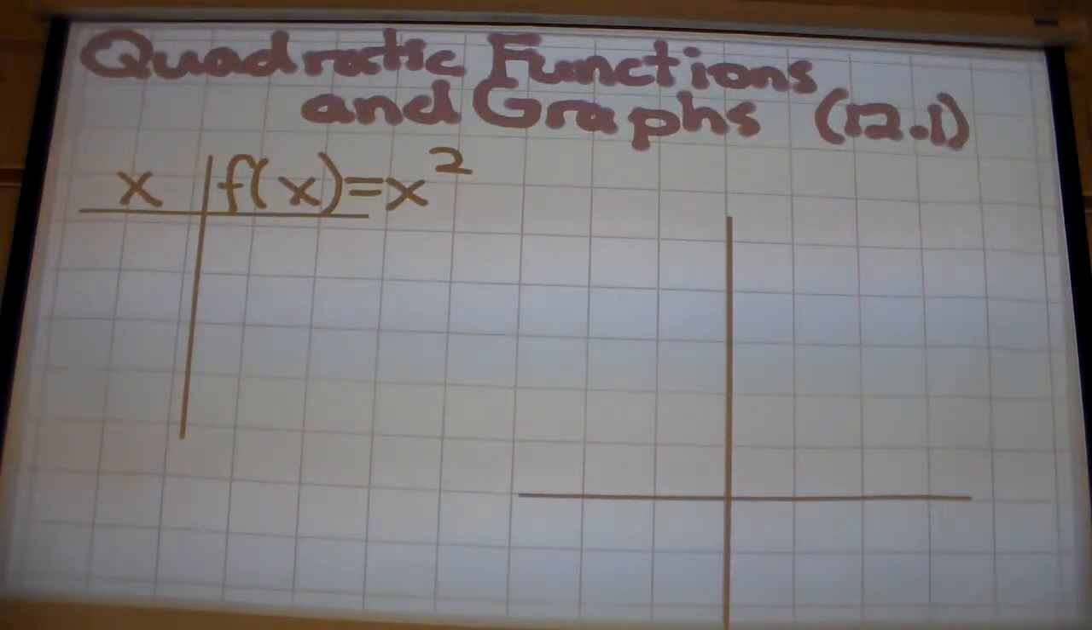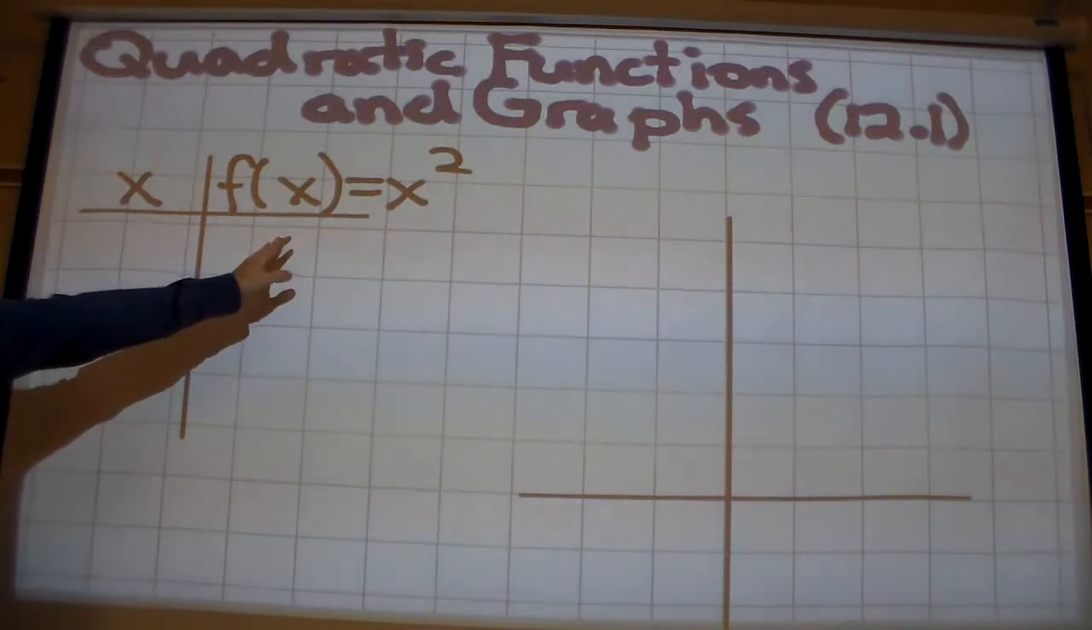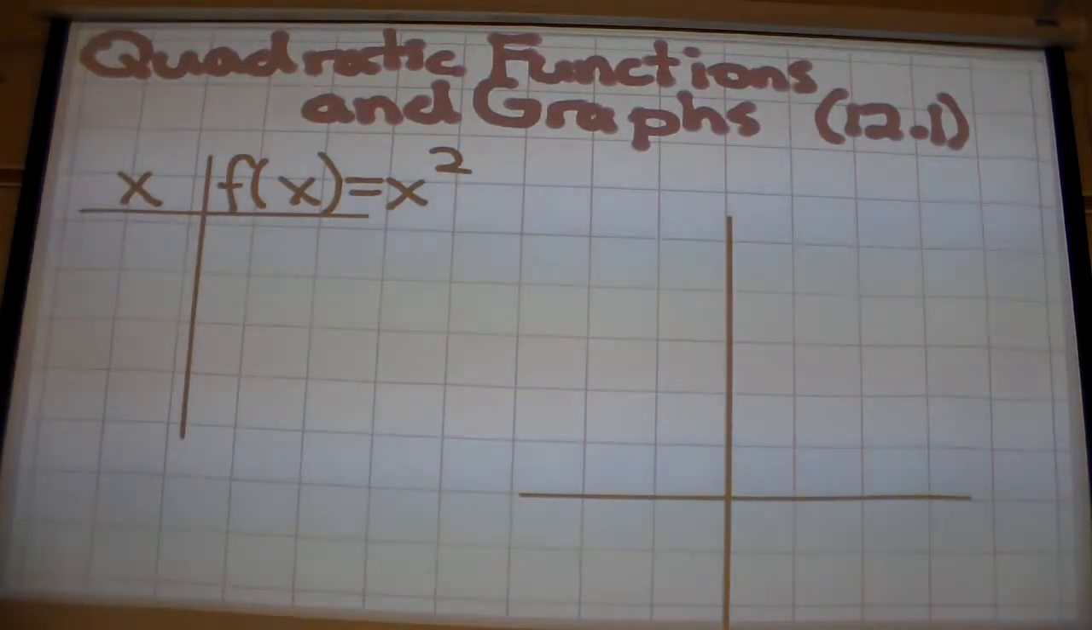So, quadratic functions and graphs. We start with just looking at x and f of x. Now, some of us see f of x and we freak out because it's not a y. It's the same thing, okay? When we talk function notation, we usually put f of x, but we can put different letters there. It's the same thing as graphing with y.